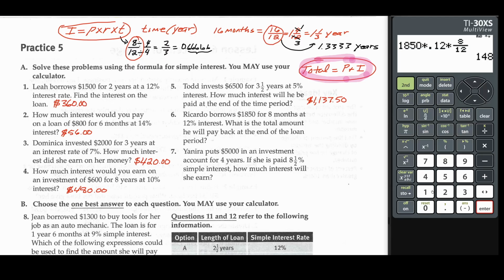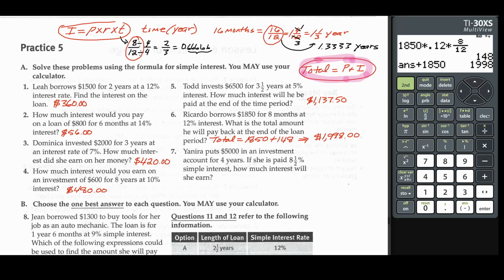Okay, now to get the total, you need to add that to 1,850, enter. Now the answer is 1998. So total equals the principal, which is 1850, add to the interest of 148, and that gives me $1,998. So no penny. Okay.